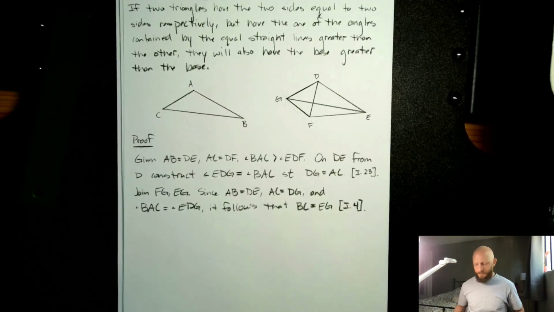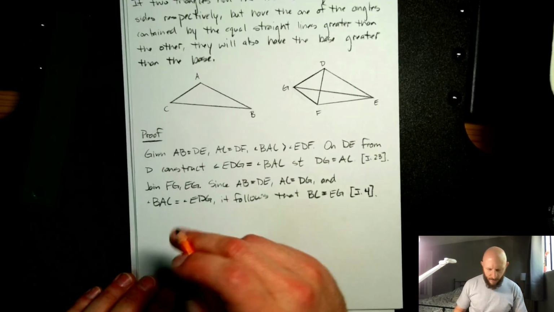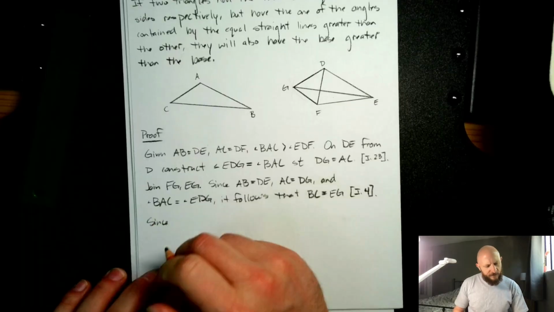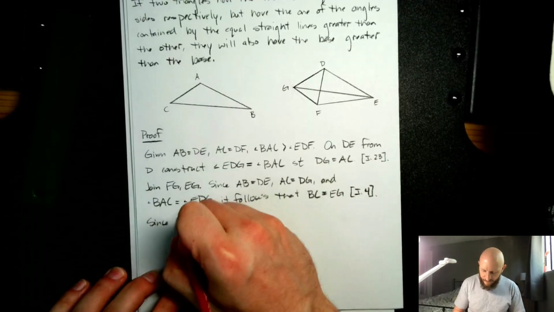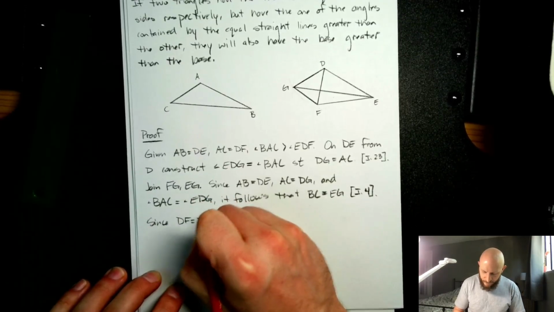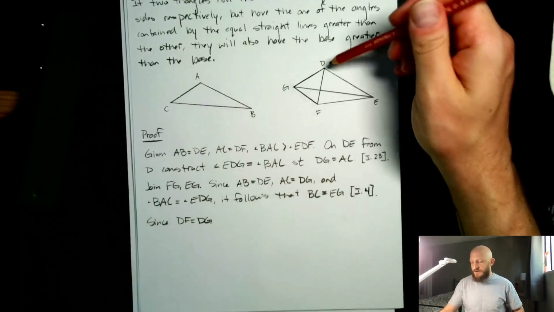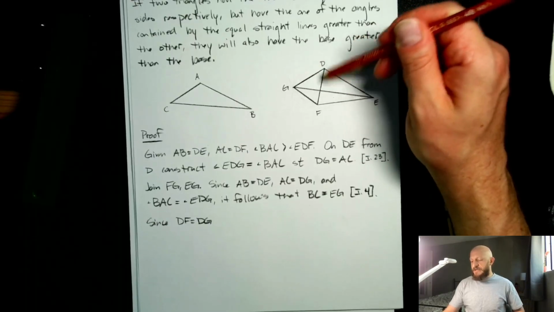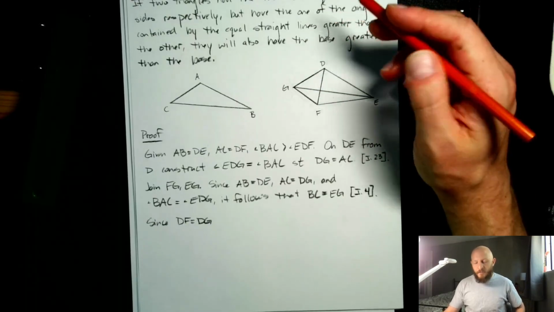Okie dokie. What more do we know? Well, since DF is equal to DG, and again, that's just by construction, both of them are equal to AC. So they're equal to each other.